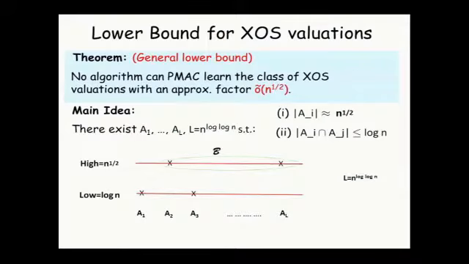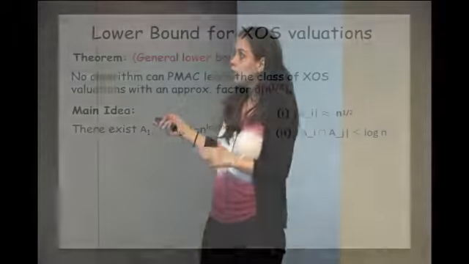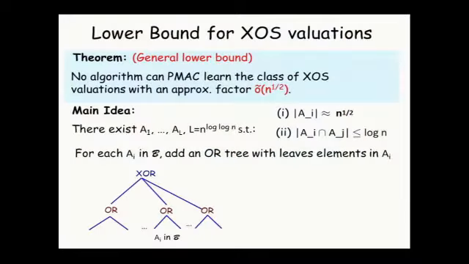And so in particular, for instance, let B be an arbitrary subfamily of these sets A1, A2, ..., AL. And here's how we can construct an XOS function that achieves high value on sets that belong to B and low value everywhere else. All we have to do is add an OR tree for each set A_i that belongs to this set B. And in this OR tree, we're going to include all the elements in A_i, where again A_i belongs to the set B. And the value of all those elements will be set to 1.